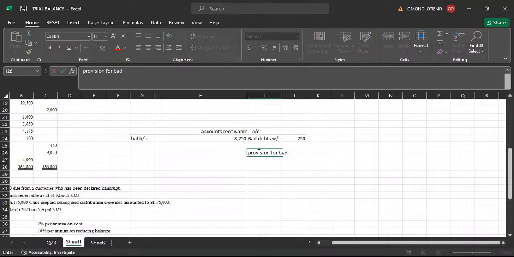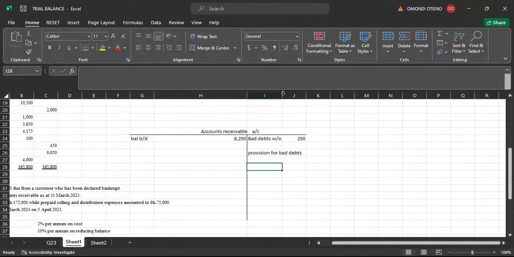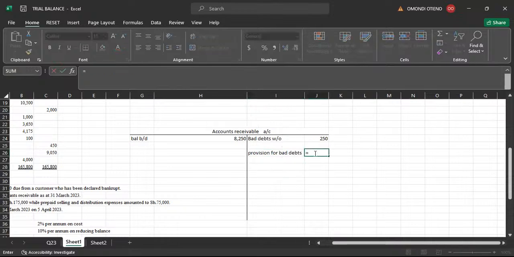It is either bad or doubtful debts. So provision for bad or doubtful debts, we are being told that it is 5% of the net debtors value. The net debtors value is equivalent to what was there at the beginning of the year or at that point, minus what will not be paid in the name of a bankrupt debtor.